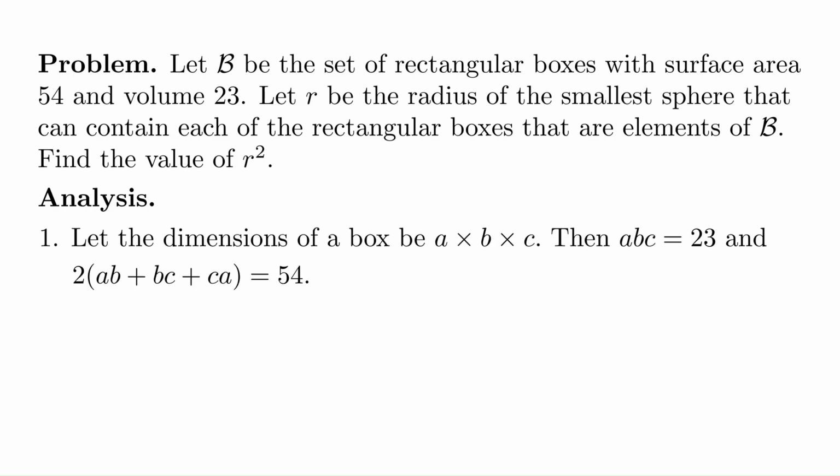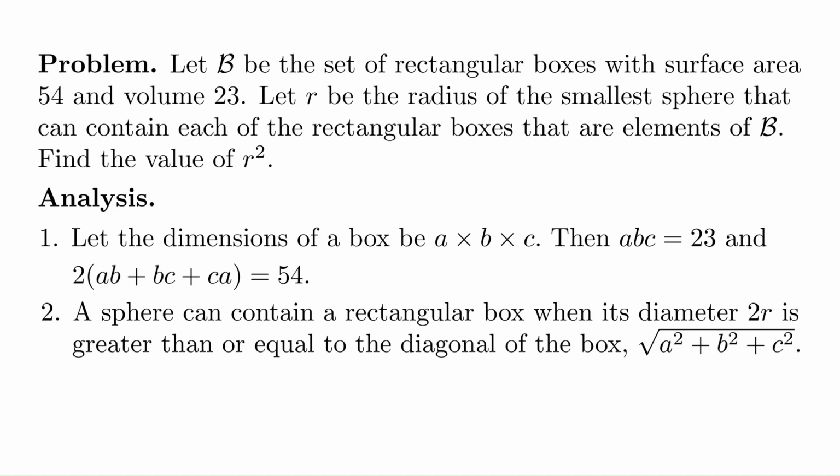Consider any such box in the set B with dimensions a by b by c. Then its volume is abc and the surface area is 2 times (ab + bc + ca). A sphere can contain a rectangular box when its diameter 2r is greater than or equal to the diagonal of the box, which is calculated as the square root of a squared plus b squared plus c squared.